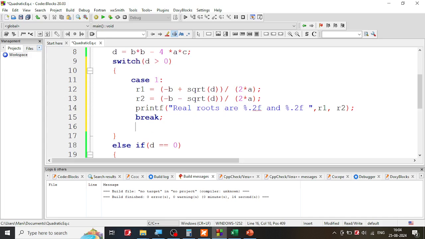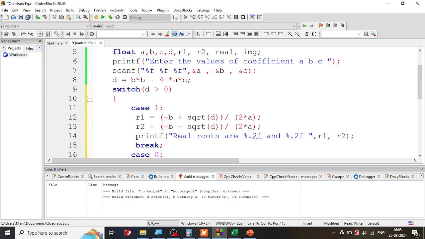Okay. What if the case is, let me say, case 0? What is the meaning of case 1? If the statement D is greater than 0 is true, then this part is correct. What if it is not true? Then you have two possibilities: either D is 0 or D is less than 0. So three possibilities are there.